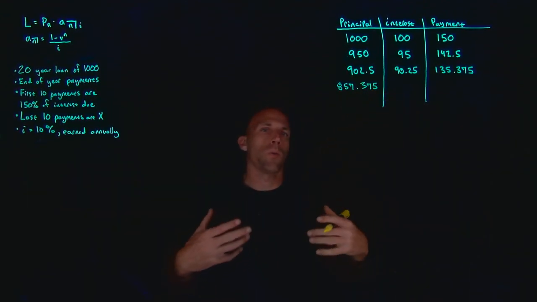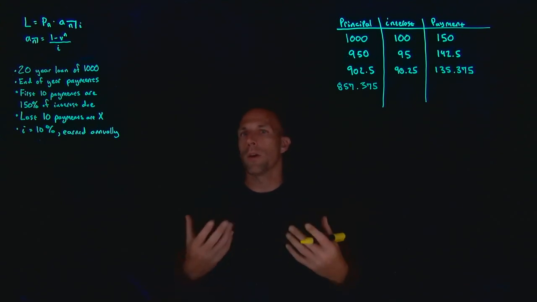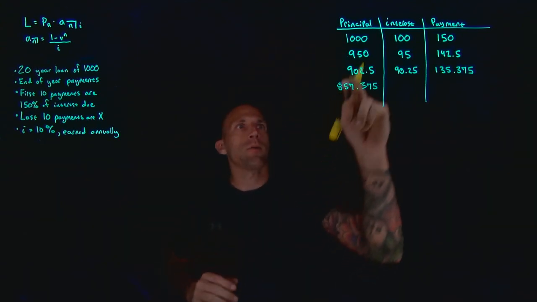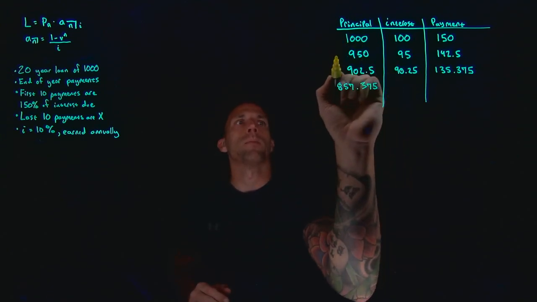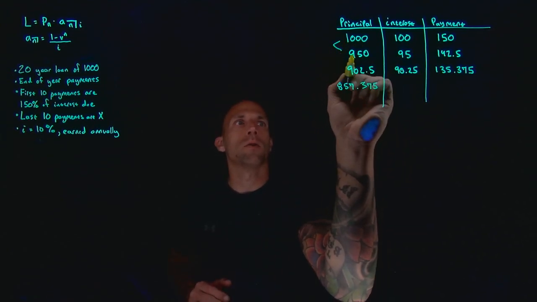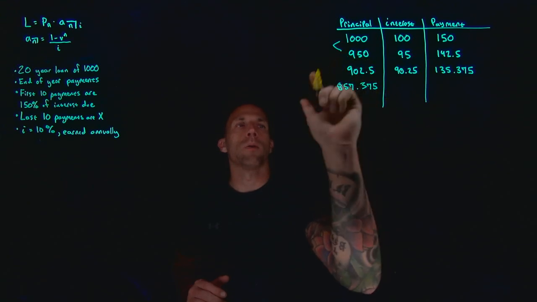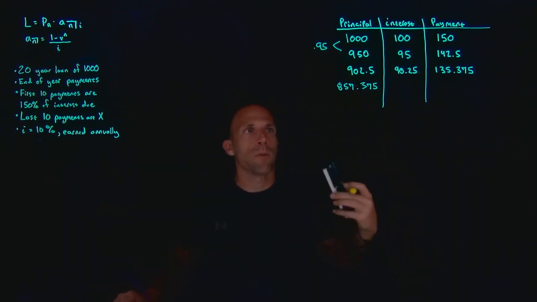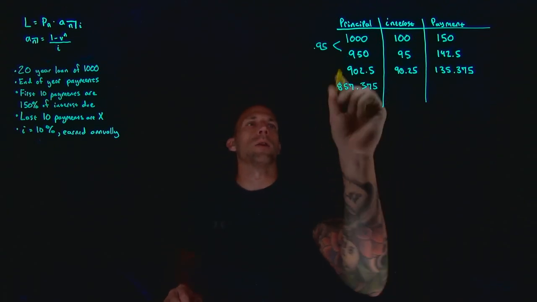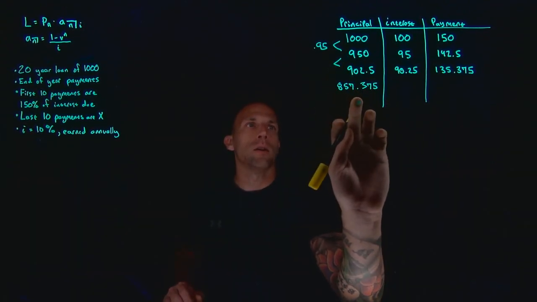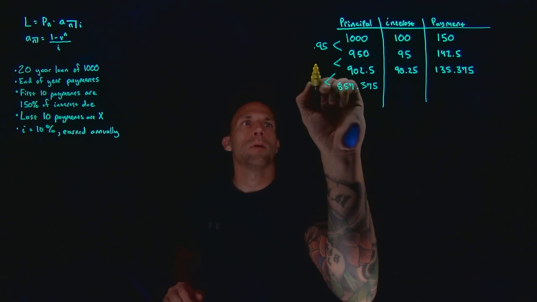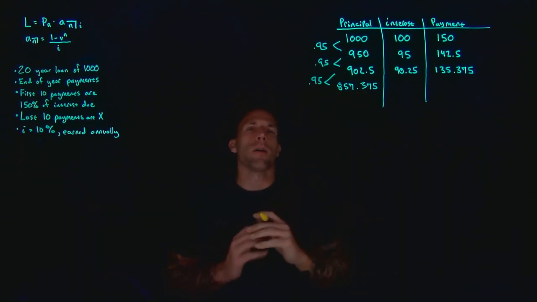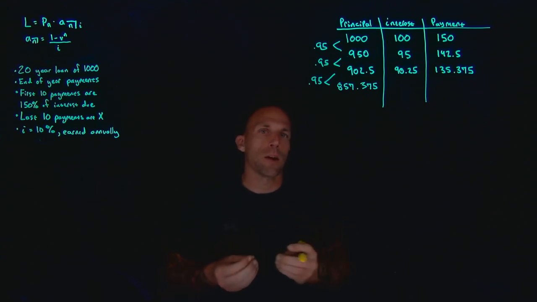So why go through the trouble to do this? Well, hopefully on an exam you wouldn't need to, you just piece it together. But let's have a look at what's going on in the principal column. Year over year, you can see 950 over 1,000. And if you check with your calculator, 902.5 over 950. Year over year, if we keep taking the ratio of the principal, we see that we are eating into that balance at a rate of 5%.